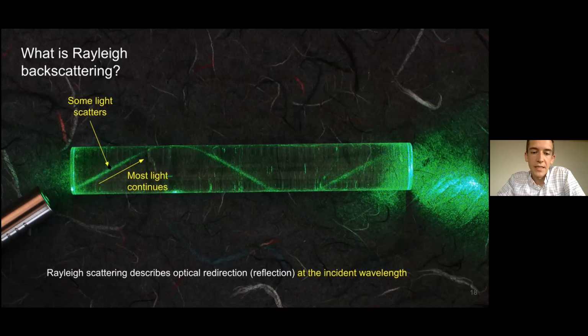And that's Rayleigh scattering. So Rayleigh scattering is scattering at the incident wavelength. The incident photon is the same energy as the reflected photon, the redirected photon. And so backscattering is what DAS uses, and that's light that returns back to the source, the interrogator, at one end of the cable. That's what's meant by Rayleigh backscattering.